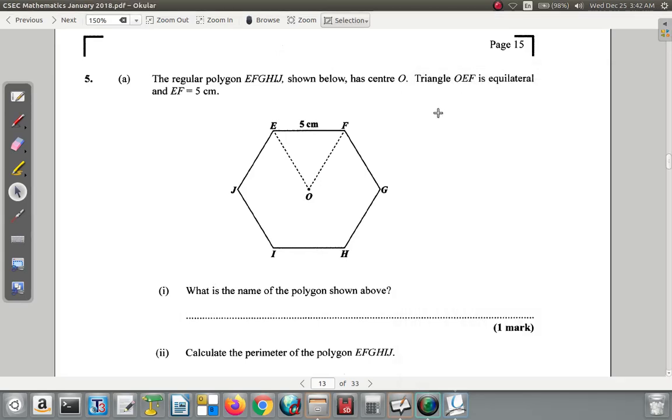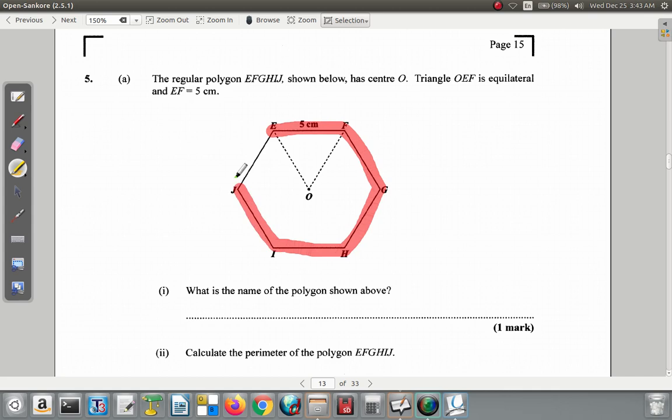Question 5 from the January 2018 past paper. The regular polygon EFGHIJ. So what that means is from E to F, G, H, I, J, and then you don't need to say E again, because from J you would close the polygon there. So this is the polygon they're talking about.